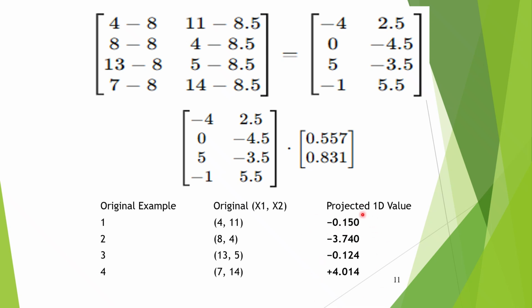Okay, so originally we had two dimensions in the data. Now, after applying principal component analysis, which is used to reduce the dimensionality, we are getting only one-dimensional data. So this is how PCA is used to reduce the dimensionality.